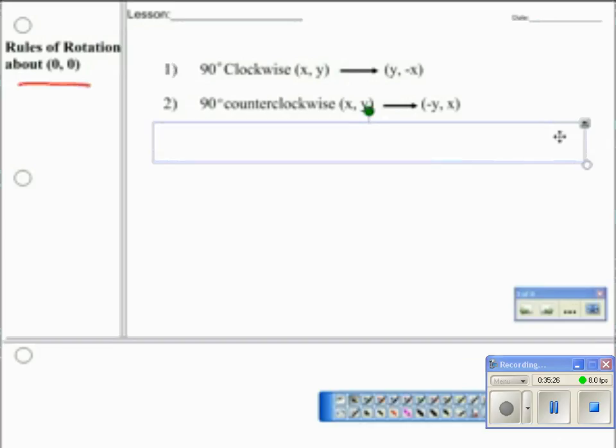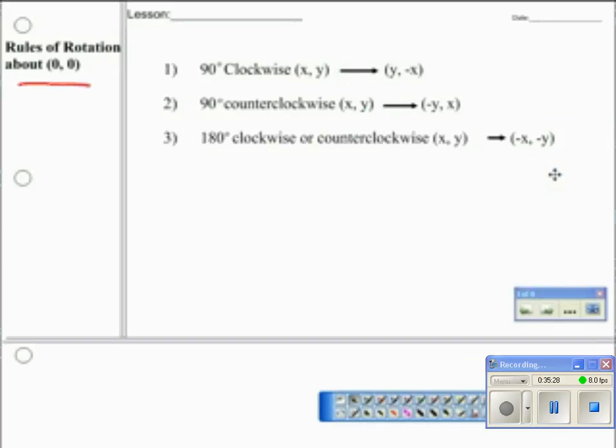The next one is 180 degrees clockwise or counterclockwise. Why would it be both? Because 180 is just a line. Halfway is halfway. Doesn't matter which way you go, 180 degrees, you're forming a semicircle, so that's halfway around. And what you do is the coordinates stay in the same place, you just change their signs.